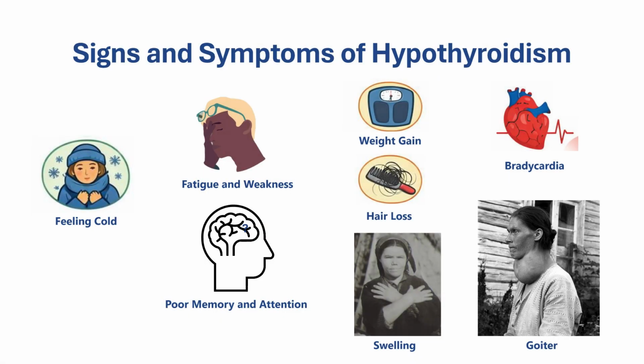Hypothyroidism occurs when insufficient thyroid hormones are produced. Common symptoms can include cold intolerance, or feeling cold when the environmental temperature is comfortable for other people, feeling unusually tired and weak, poor memory, and short attention span. Observable signs may include weight gain, hair loss, swelling, decreased heart rate known as bradycardia, and overgrowth of the thyroid gland known as a goiter.